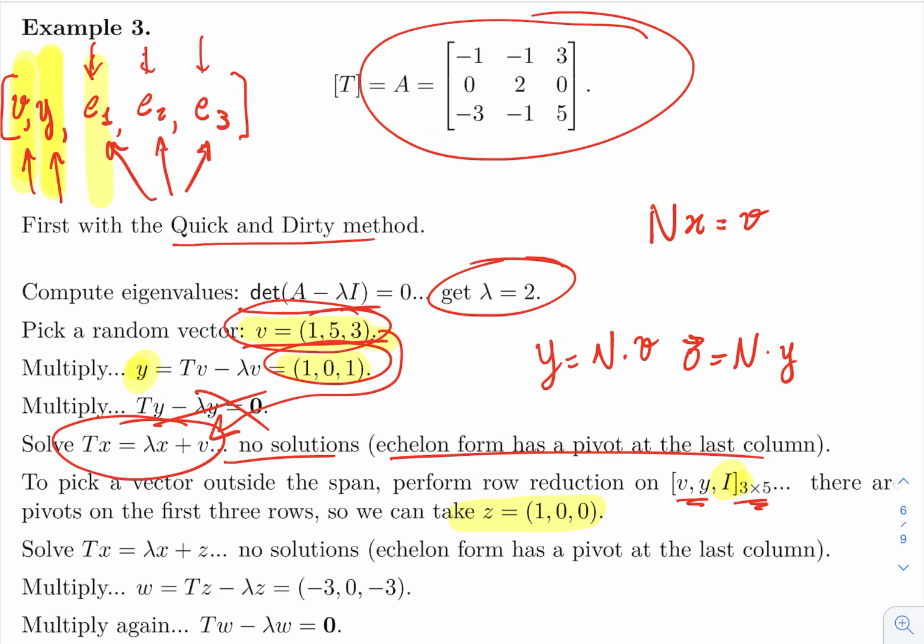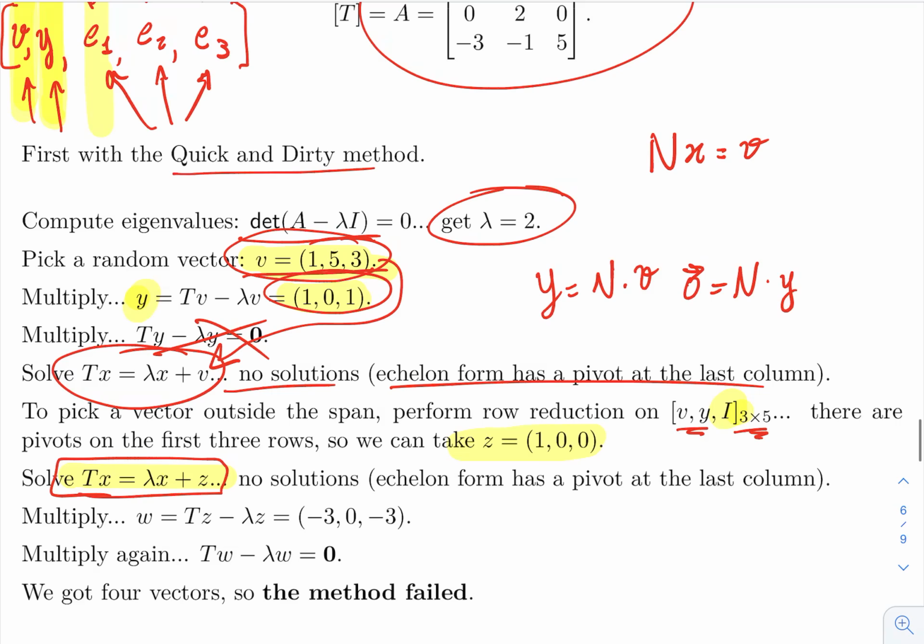And just to be sure that we are doing things correctly here, we try to solve again the system for z. When we solve the system for z, we see it has no solutions. And now we want to move forward. So we want not just to find the solutions, but also do this computation here. We plug z here, and we want to see what w we get. And we do get some w. Now we put w here, we multiply again, and we get 0.